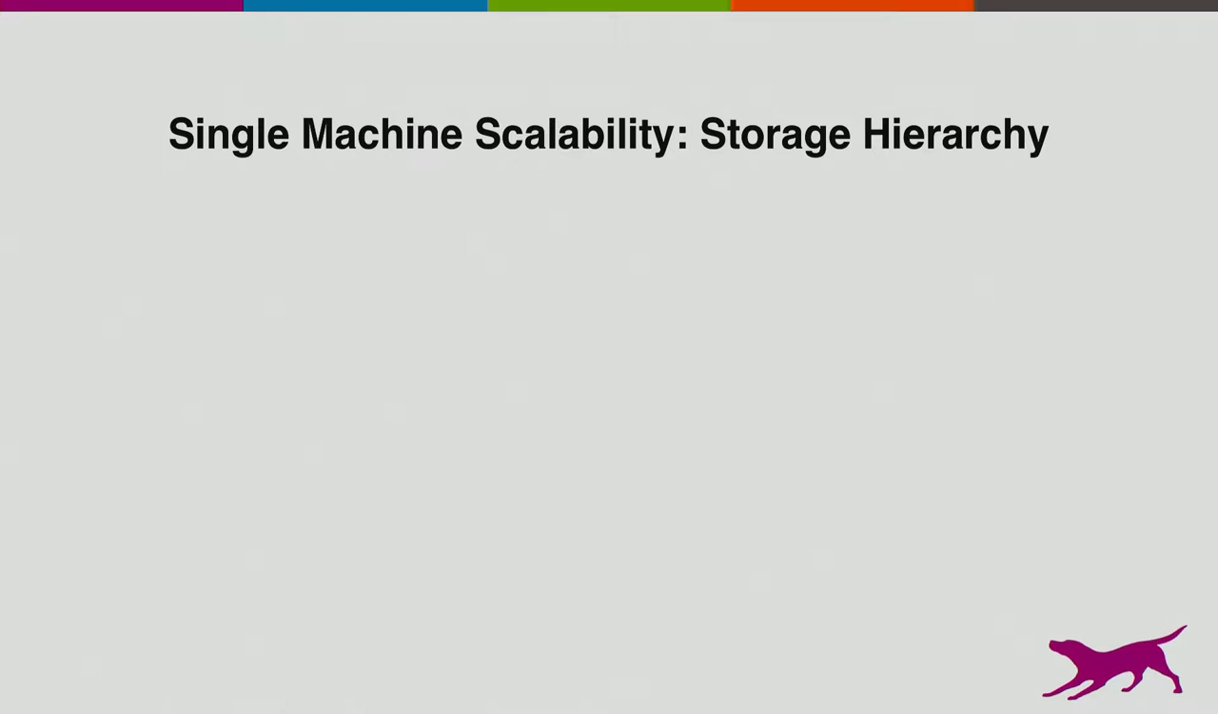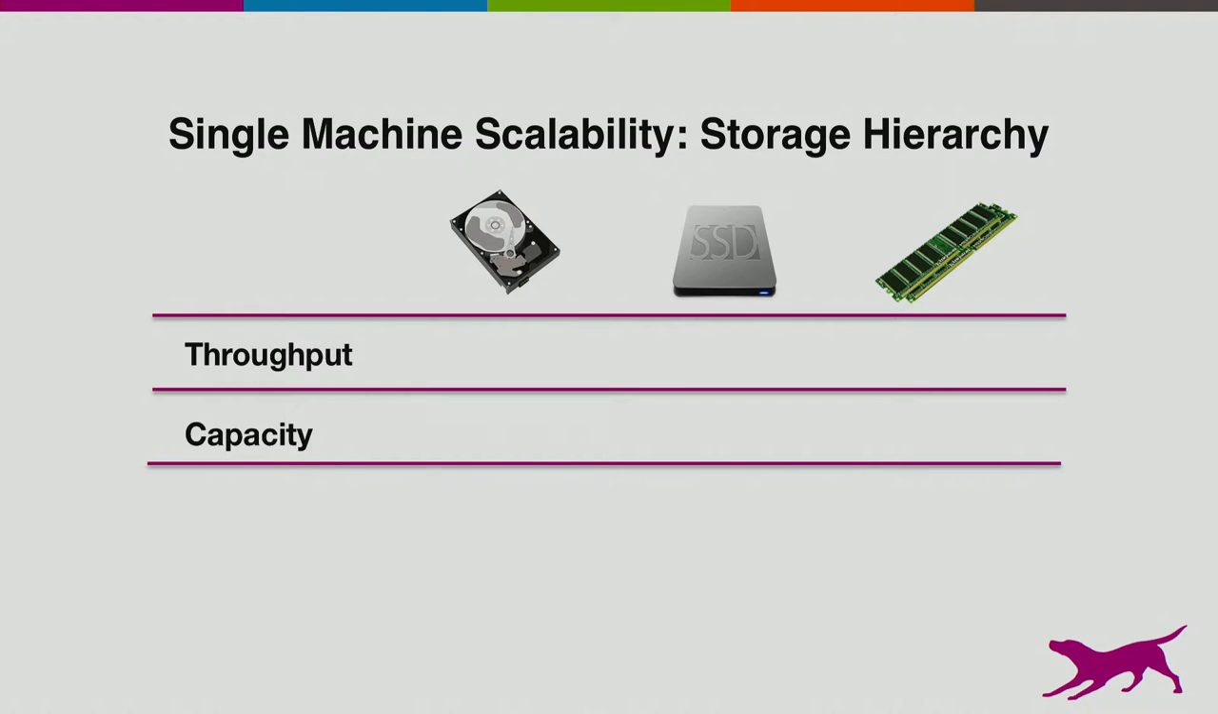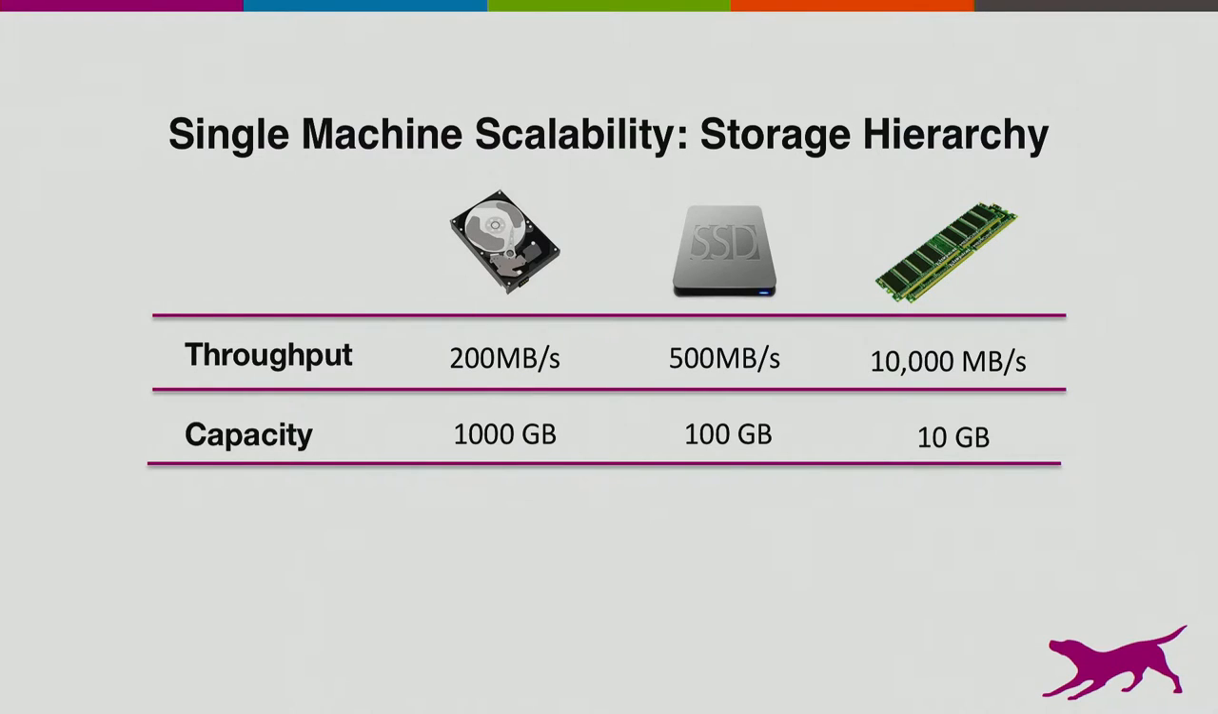To understand single machine scalability, it's important to understand the storage hierarchy. Here we have spinning disk, SSD, and memory. The throughput on memory is about 10 gigabytes per second, and on disks it's usually on the order of hundreds of megabytes per second. However, the capacity goes in the reverse order. On disk, you can store up to about 10 terabytes of data, which is enough for a lot of data sets on a single machine. The caveat is that random access on disks is extremely slow, so we want to avoid that.